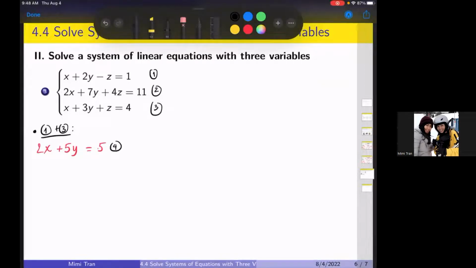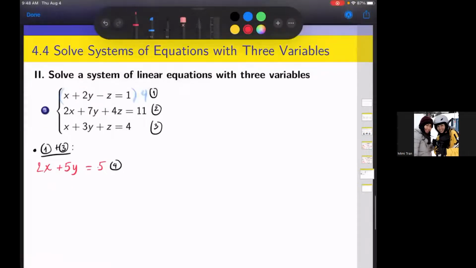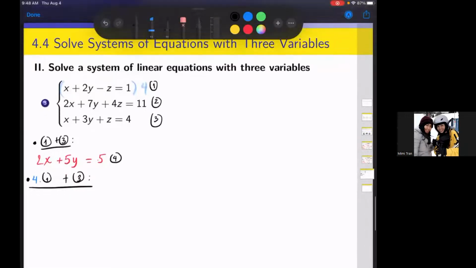Equation 1 and equation 2. So I want to eliminate Z again. Multiply the first one by 4, right? This one I have to write down. So let's say 4 times equation 1 add to equation 3. 4x plus 8y minus 4z equal 4.